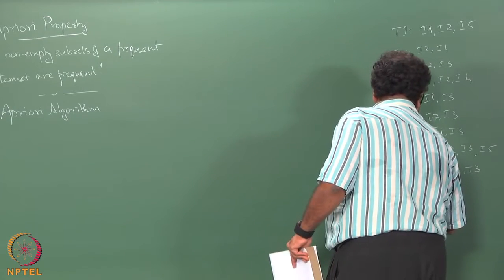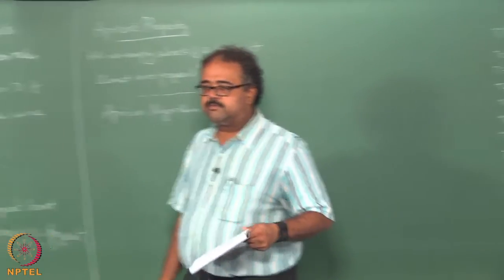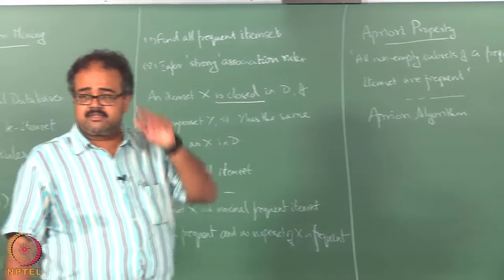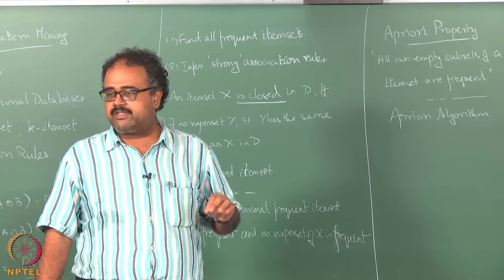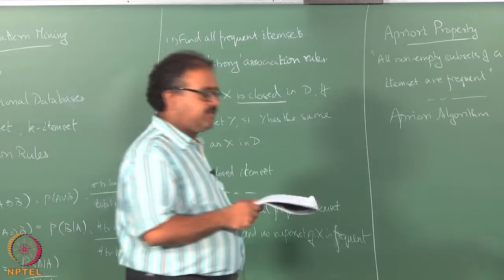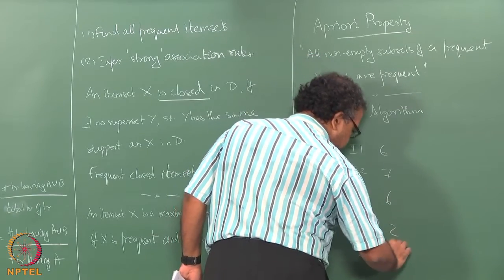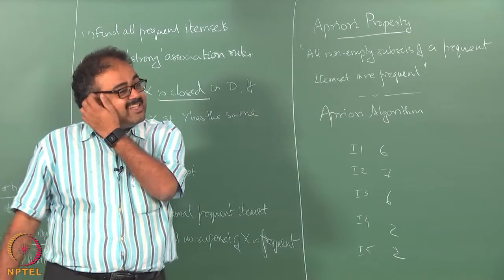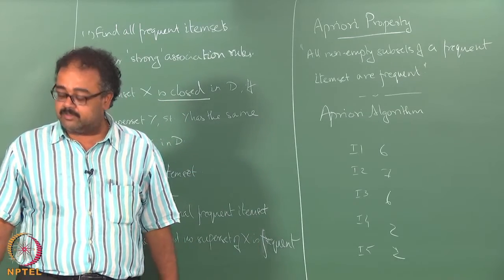I am going to say that I require a min sup of 2. The a priori algorithm proceeds in passes. In pass 1, I find the frequency of all 1 item sets. So here, these are the counts.